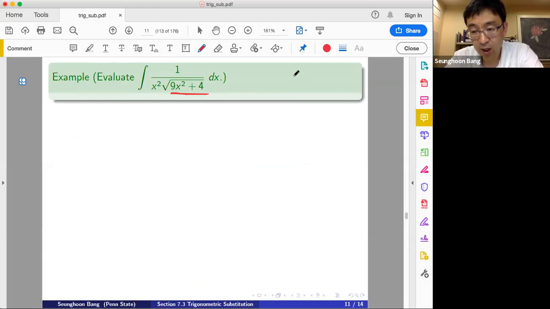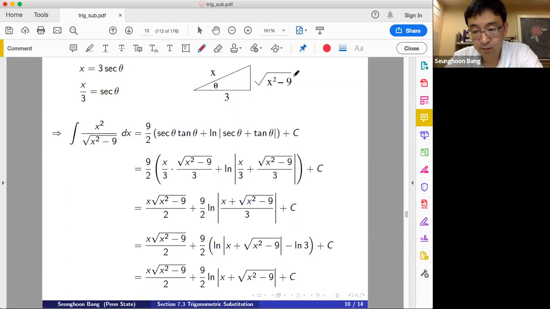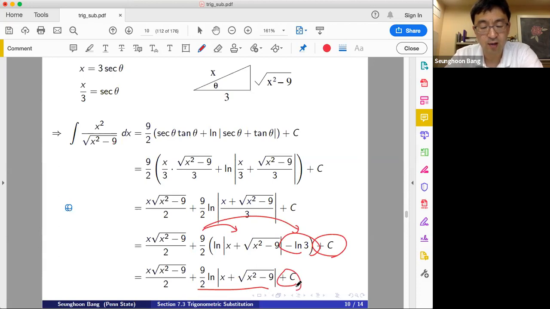Okay, go back for just 1 second. Sure, this one. Do you have any questions about the previous one? What's that? You can distribute the 9 over 2 to here and to here. Is it good? Okay, the 9 over 2 times a constant plus C. You can write it as the arbitrary constant C.